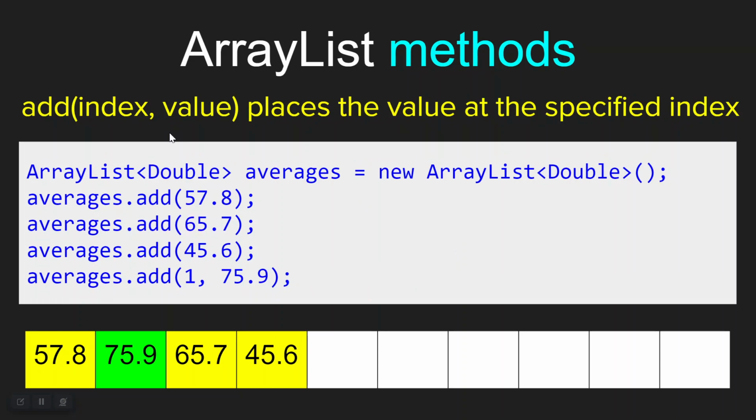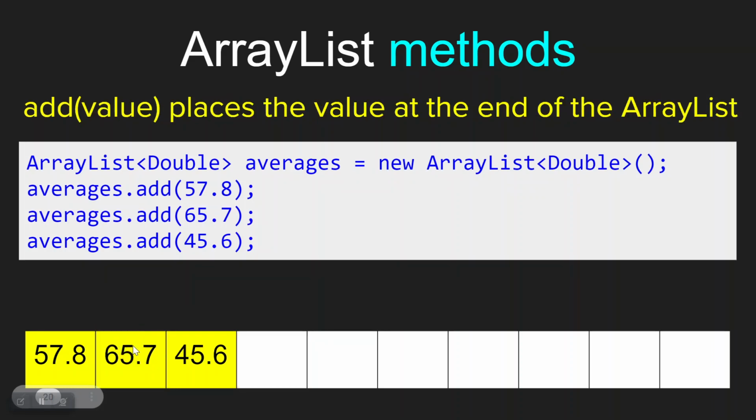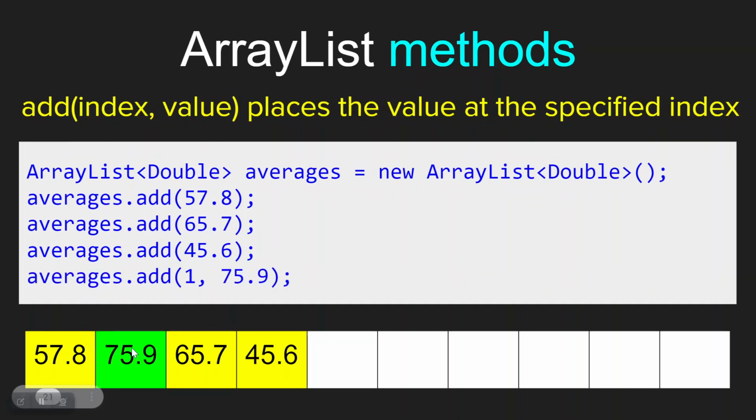But there's also another one. You can say add and then give it 2 parameters. The first one is an index value, and the second one is the value that you want placed there. What this does is place the value at the specified index, and then it bumps everything else down. So if I did averages.add(1, 75.9), what this means is go to index 1 and add that value, 75.9, and previously 65.7 was in that space. Well, that's now bumped down, right? And so all of the other ones get bumped down.